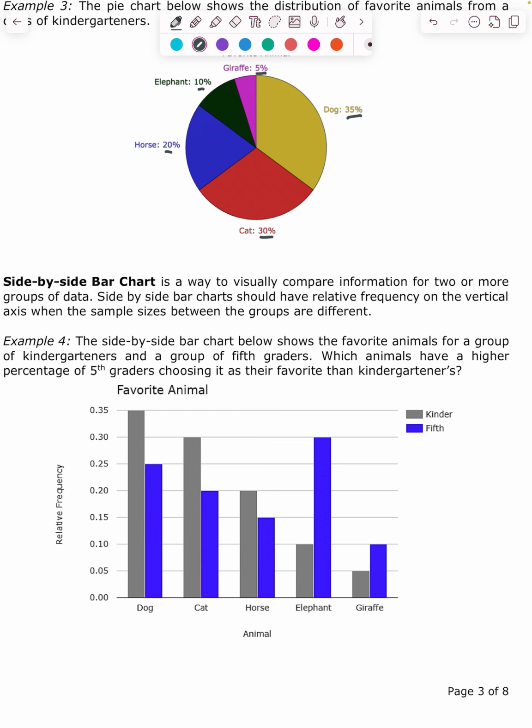So in this one, the side-by-side bar chart is showing the favorite animals, sticking with that theme right now, for kindergarteners, and now we've added fifth graders. If you cannot see the different colors, the kindergarteners are labeled on top here, and they are all of the groups on the left. And then we have fifth graders, they're this bottom label here, and they are the ones on the right.